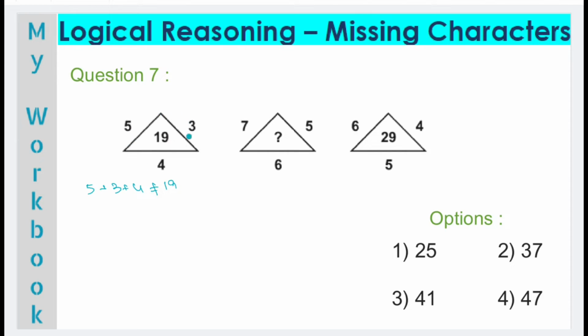So let's try a combination of addition and multiplication. 5 threes are 15. So 5 into 3 plus 4. Yes, we get 19, correct? 5 threes are 15 plus 4 gives 19. Let's try the same logic in the third triangle. 6 into 4 plus 5. 6 4s are 24 plus 5 gives us 29. So the pattern is to multiply the top two numbers, 7 into 5, and then add the bottom number, 6. 35 plus 6, it will be 41. Option 3, 41 is the answer.